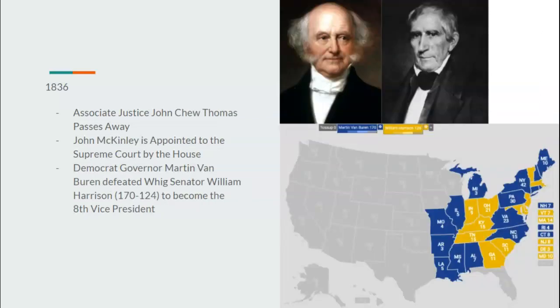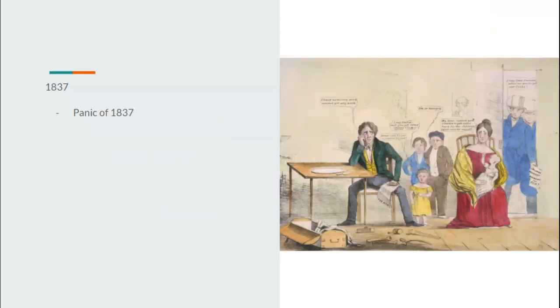1836, Associate Justice John Hugh Thomas passes away, and John McKinley would be appointed to the Supreme Court to replace him by the House of Representatives. The 1836 vice presidential election, Democrat Governor Martin Van Buren would defeat Whig Senator William Harrison, 170 to 124, to become the 8th vice president. 1837, there would be the Panic of 1837, in which President Andrew I's popularity would drop tremendously, as well as Vice President Martin Van Buren.